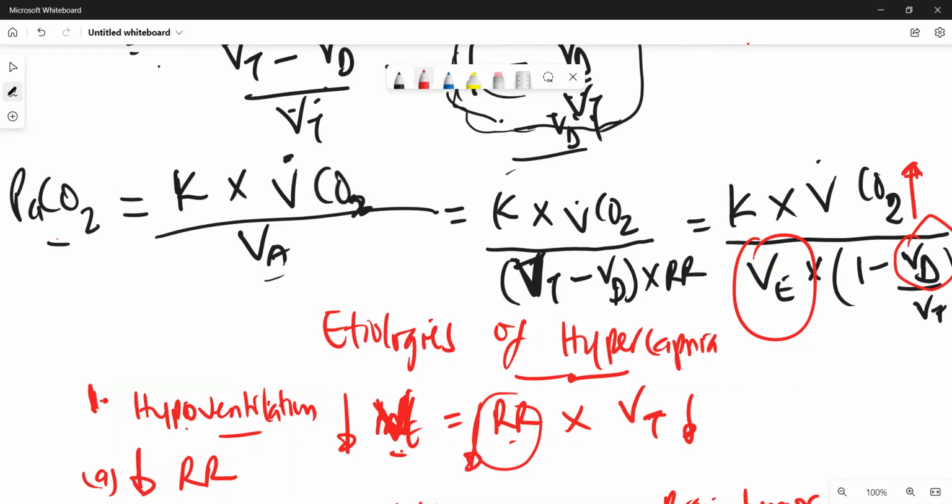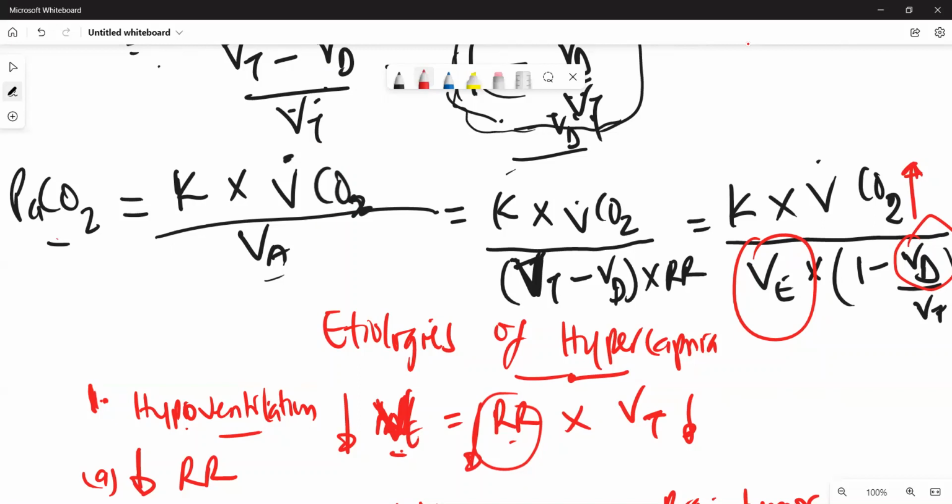And based on the compensation, right? If there is no compensation at all, most likely it's acute. If there is partial compensation, it could be acute on chronic. And if there's expected compensation, it probably is chronic, right?